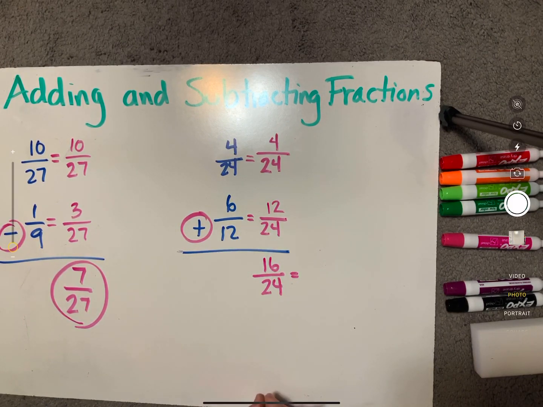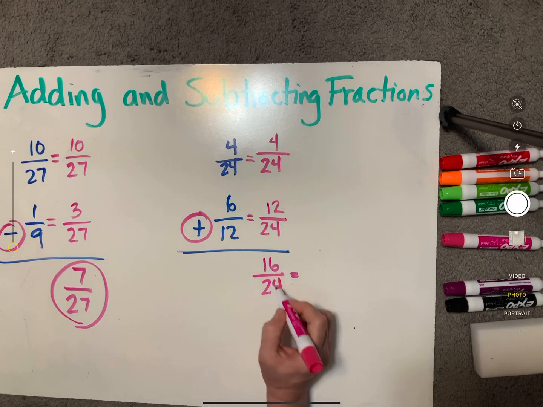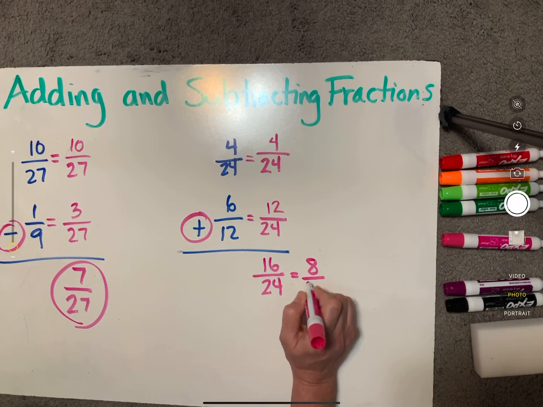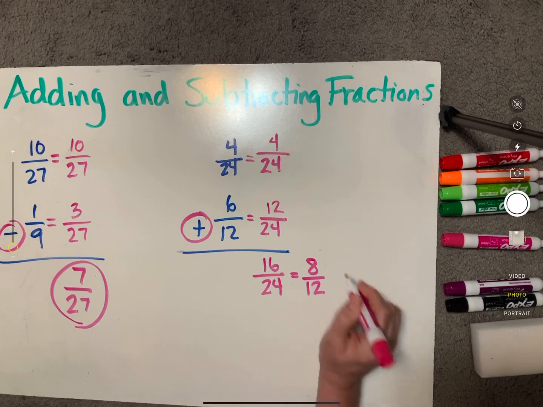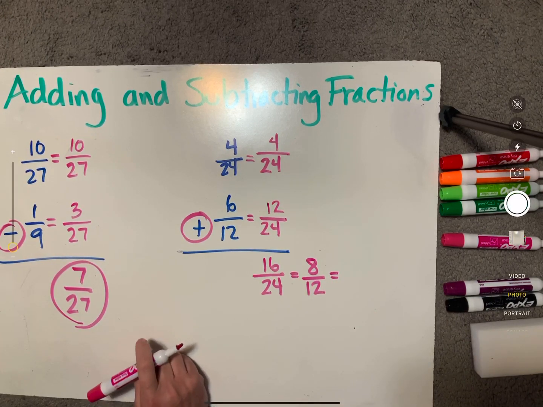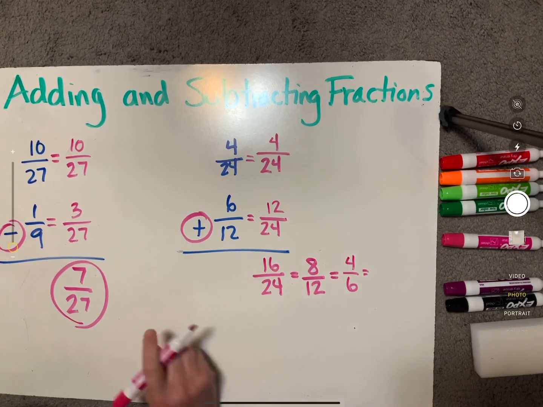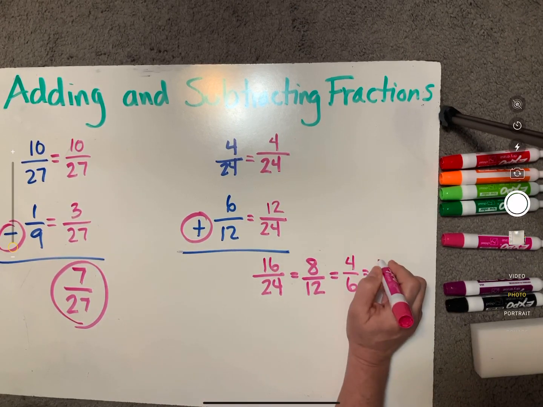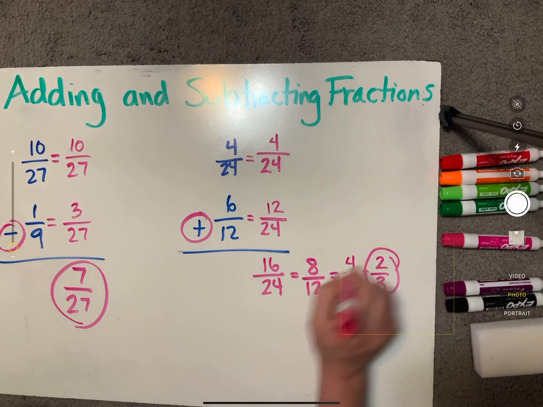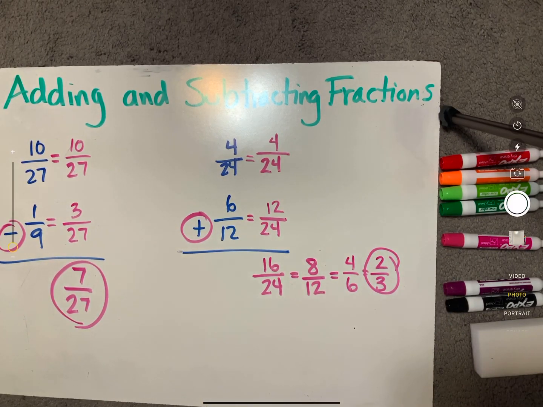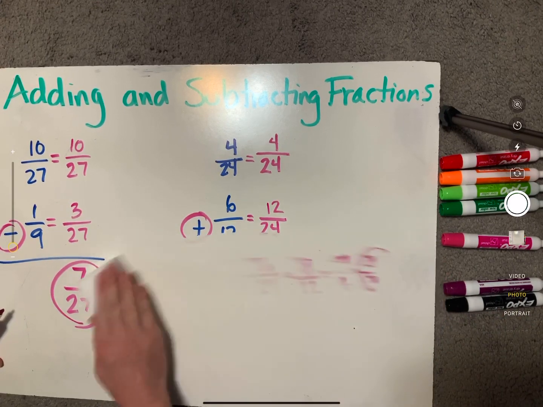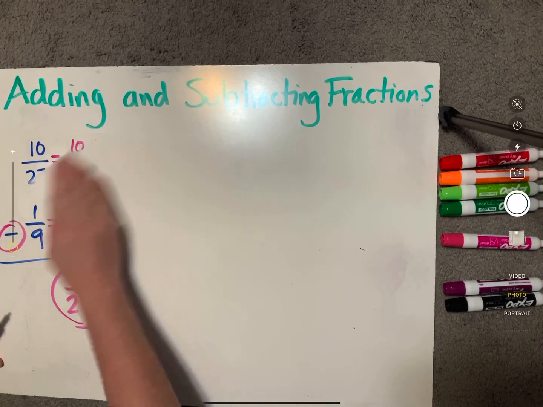We're not done yet. We do need to reduce. So they're both even. I could divide by 2 and I would get 8/12. Still not done. I could divide by 2 again if I wanted, and I would get 4/6. And then I could divide again by 2 and I would get 2/3. And then I'm going to circle my answer. So this is an example of adding and subtracting with the vertical method. We'll do the horizontal method next.